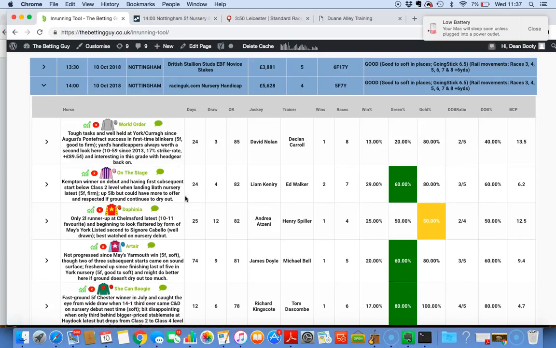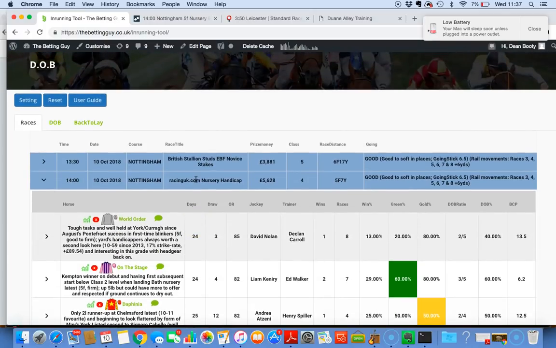So hopefully you get an idea about the software and how powerful it can be for quickly finding potential in-play trades for you.